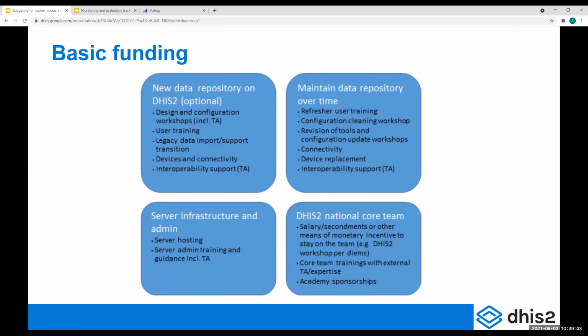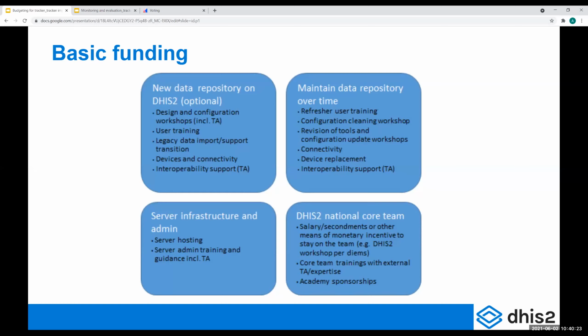And it's also easier to do a tracker project if you have competence on doing regular configuration cleaning workshops, if you have trained server admin staff that are up to date on the latest security considerations, for example. So the four boxes here, if you're starting with DHIS2 from scratch, you will need some design and configuration workshop work. There are user trainings involved. Maybe you have to work on importing legacy data from other systems. Devices and connectivity, both at the national level and at lower levels. Maybe there is need for interoperability support.